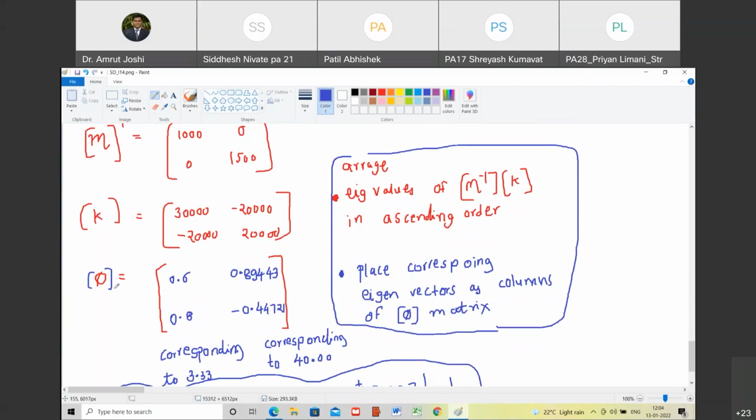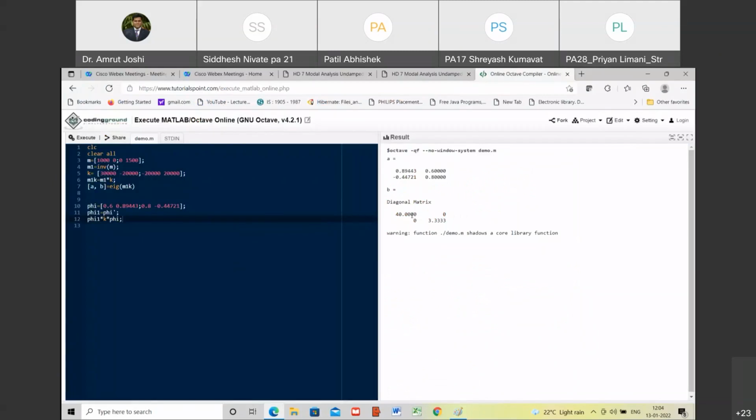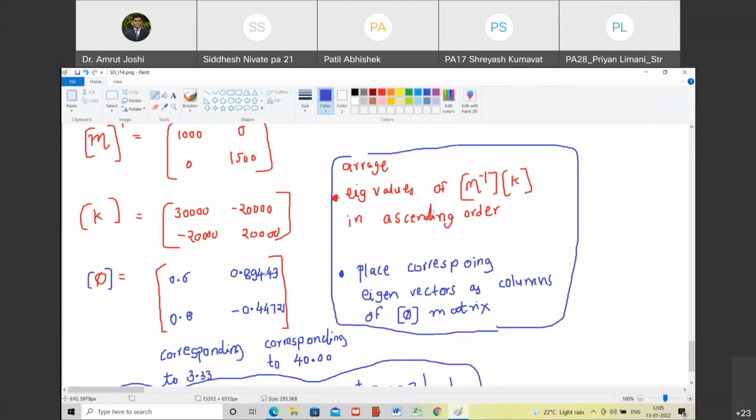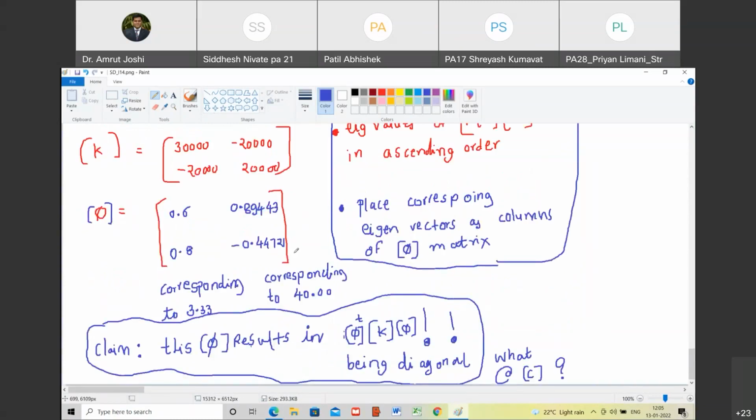Happy? Yes, sir. Then the second eigenvalue is 40. Corresponding to this 40, what is the eigenvector? 0.89443 and minus 0.44721. I have placed that as the second column of phi matrix. This corresponds to eigenvalue 40. Are you with me? Yes, sir. And now my claim is, if I obtain phi in this fashion, what will be the size of phi matrix? It will be n cross n. So in this case, it is 2 cross 2.